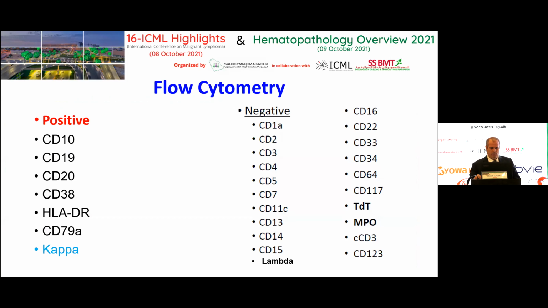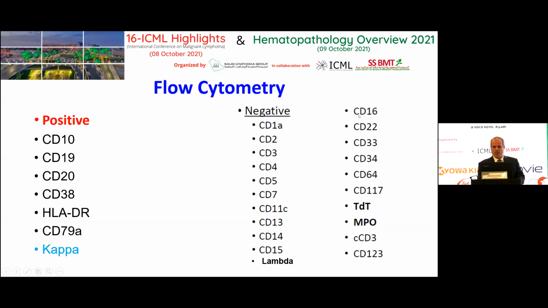So we did flow cytometry. Surprisingly, flow cytometry gave us positivity for CD10, CD19, CD20, CD38 and CD79a, and the surprising finding is that kappa is expressed. Kappa is expressed. So now, if kappa is expressed, we are likely dealing with lymphoma, not with leukemia.